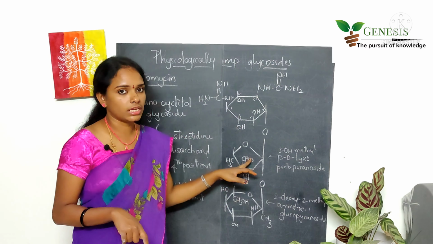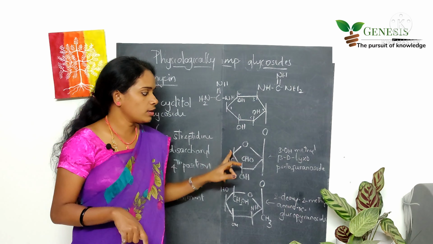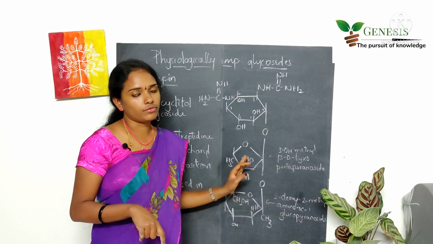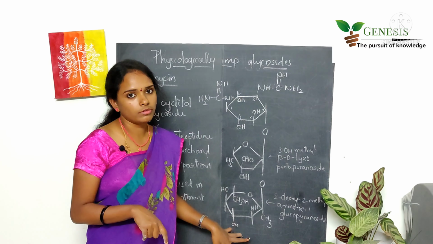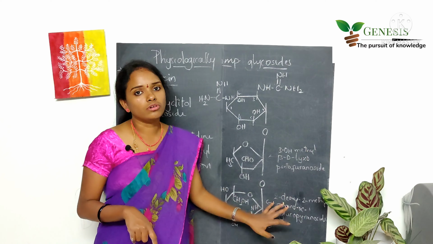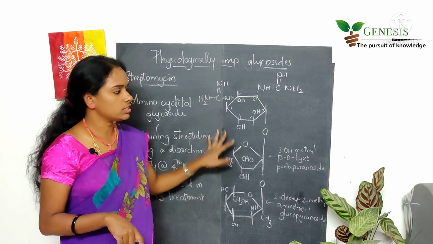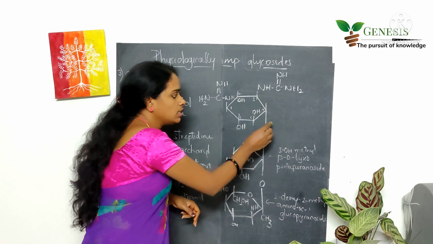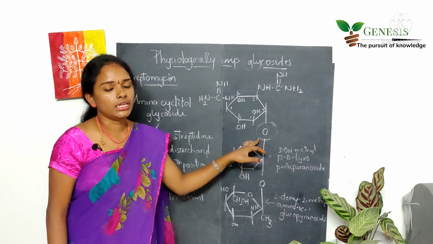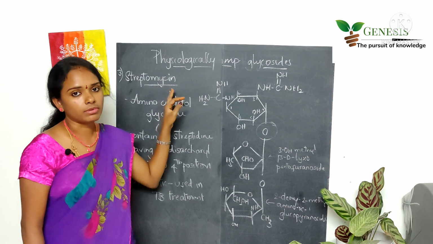Those two monosaccharide units include the modified form of beta D lyxofuranose and the modified form of alpha D glucopyranose. So this is the structure, and here this is the O-linked glycosidic bond that we can see in streptomycin.